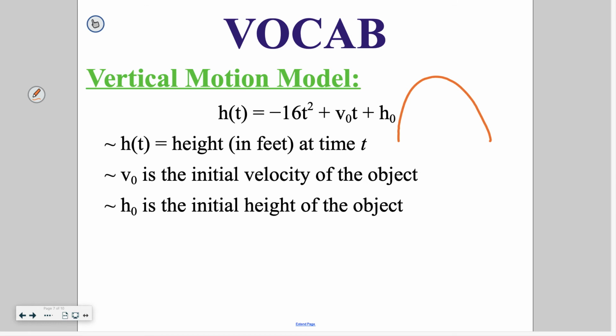And then the h0 stands for the initial height of the object. So the height or the position that you're throwing it from, dropping it from, etc. A lot of people ask where this negative 16 comes from. That is a constant. That will always be the same. It is calculated based on acceleration due to gravity. You're not going to need to know where it comes from or how it is derived. All you have to remember is that that negative 16 is the value that goes in front of t squared.